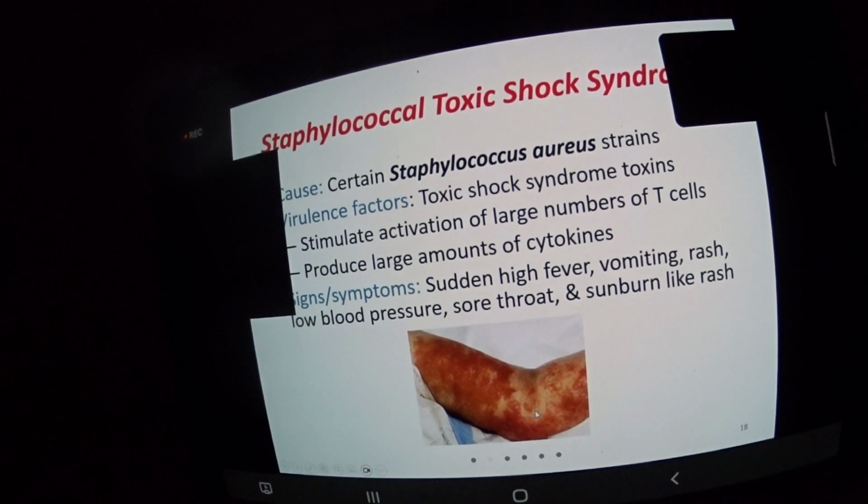vomiting, rash. This is what the rash looks like. It looks like you have a sunburn. It looks like you have a major burn all over. Sore throat, all of that, again, because your immune system, your inflammation, becomes fully active.